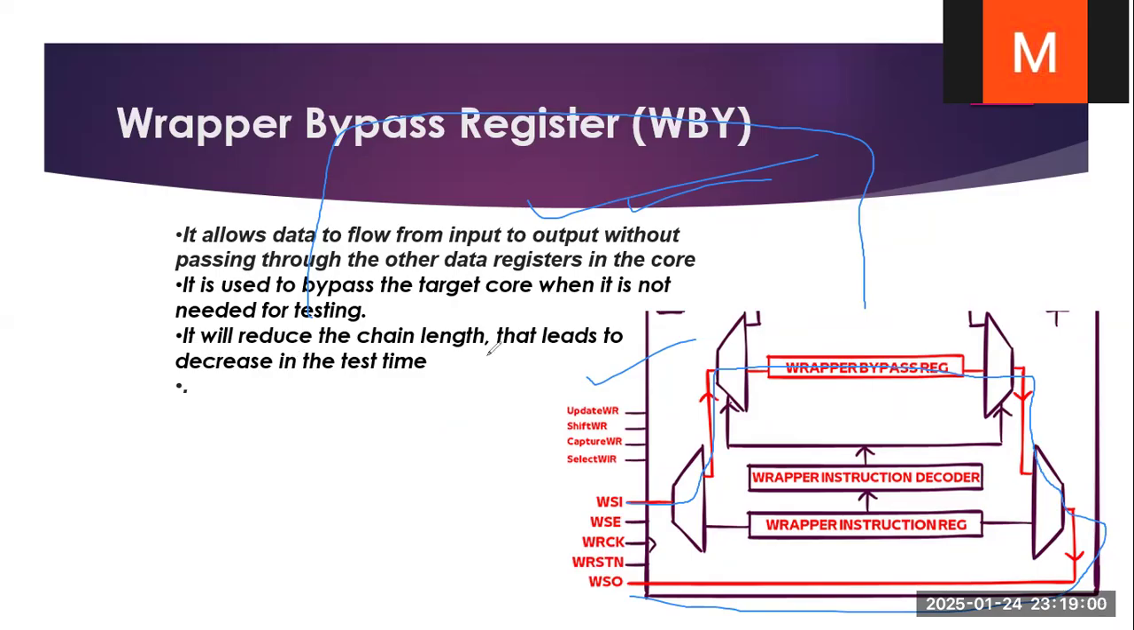It reduces the chain length, which leads to a decrease in the test time. Chain length is reduced means it decreases the test time. How does reducing the chain length decrease test time? In order to shift the data into the scan chains, if 100 scan cells are there, we require 100 clock cycles to shift the data in from the 100 scan cells.